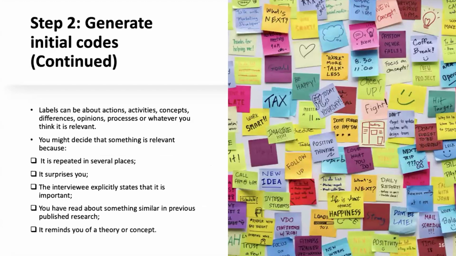So a label can be about actions, activities, concepts, differences, opinions, processes, or whatever you think is relevant. Remember, this is guided by the question at hand. You can also decide that something is relevant because, number one, it is repeated in several places. Number two, it surprises you. Number three, the interviewee explicitly states that this is important. Number four, you have read about something similar in previous published research. Number 5, it reminds you of a theory or a concept.